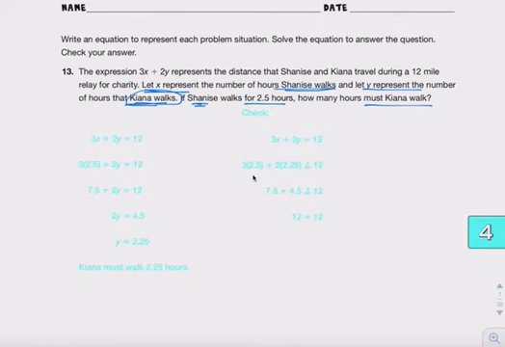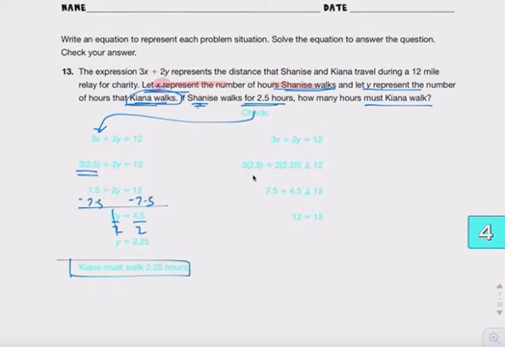Shanice is X. See right here, X represents Shanice. So you substitute X into there. As you can see, that's what they did. And they subtract 7.5 from both sides. That's how they get 4.5. And then they divide by 2. That's how they get their answer. So Kiana must walk 2.25 hours.